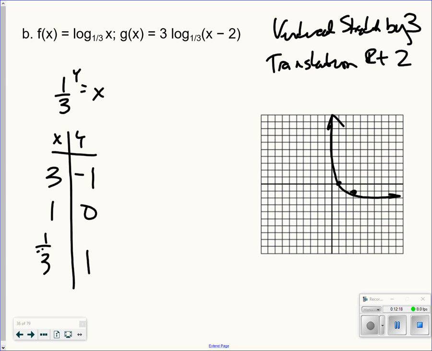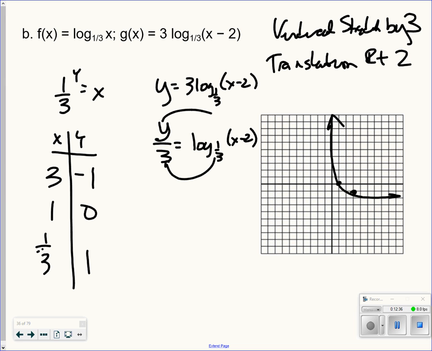Now, if I want to do a vertical stretch by 3, so this would be just rewriting this, okay? And this gets a little bit more complicated. Y is equal to 3 log base 1/3 of x minus 2. I really need to divide by 3 before I do the spiral technique. So I have 1/3 raised to the y over 3 equals x minus 2. So x equals 1/3 to the y over 3, plus 2.